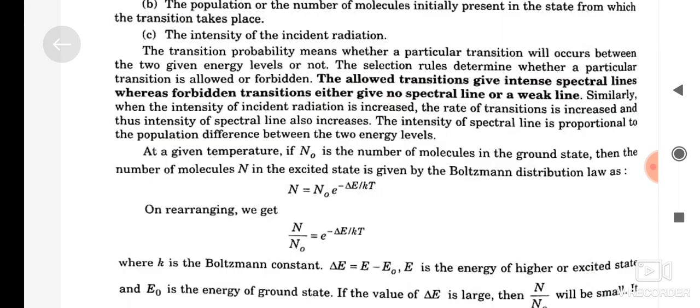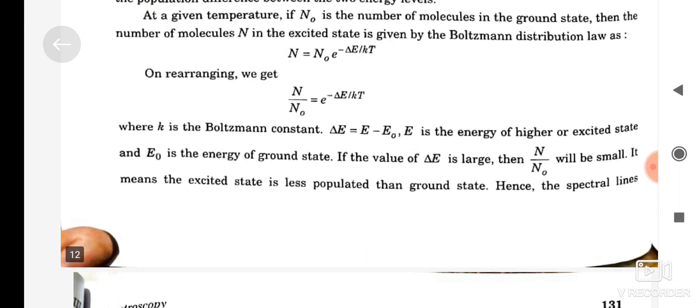At a given temperature, if N₀ is the number of molecules in the ground state, then the number of molecules N in the excited state is given by the Boltzmann distribution law as N = N₀ e^(−ΔE/kT). On rearranging, N/N₀ = e^(−ΔE/kT), where k is the Boltzmann constant, ΔE = E − E₀, E is the energy of the higher or excited state, and E₀ is the energy of the ground state.